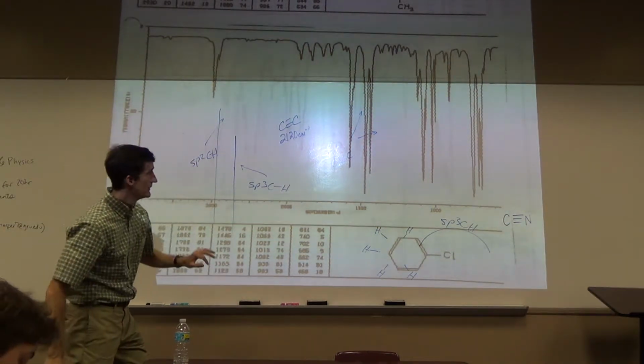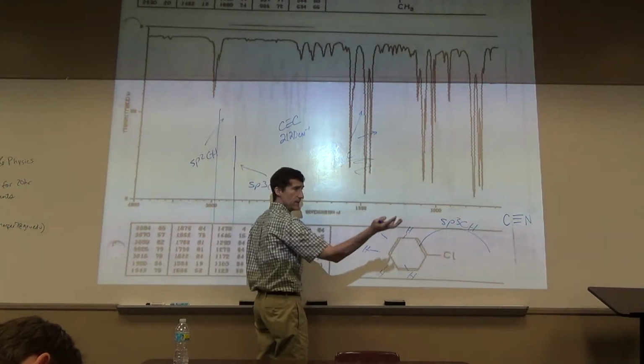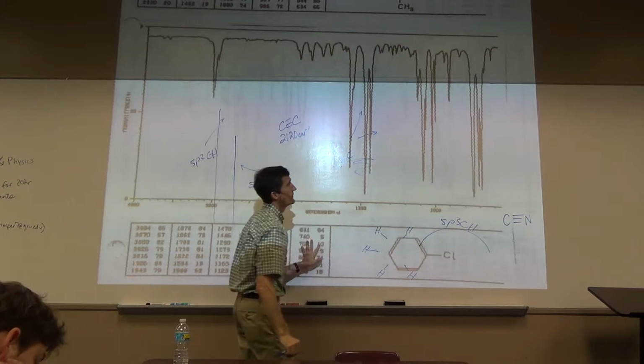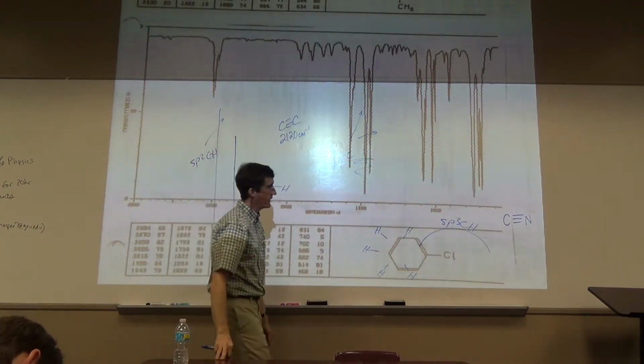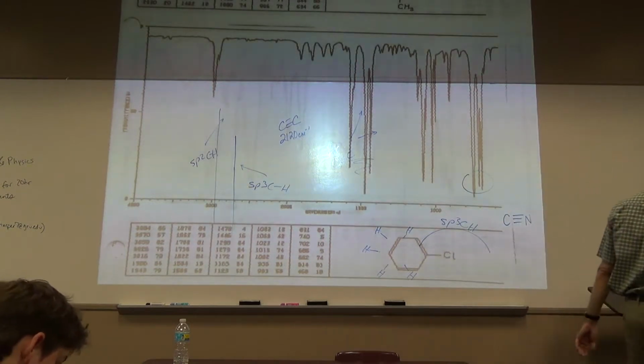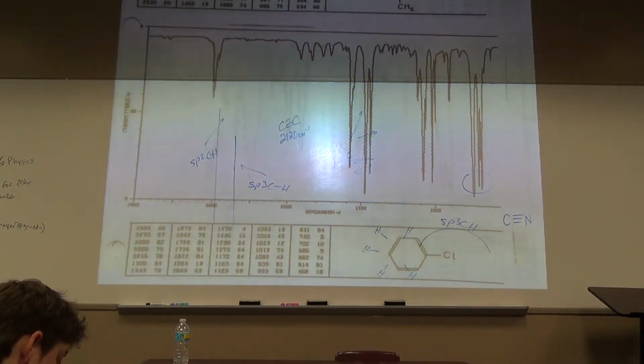sp2 CH, aromatic. You see this cluster of peaks in the aromatic region, CC, the ring type of stuff, and then the fingerprint. Some books will tell you down here what that might mean for an aromatic.